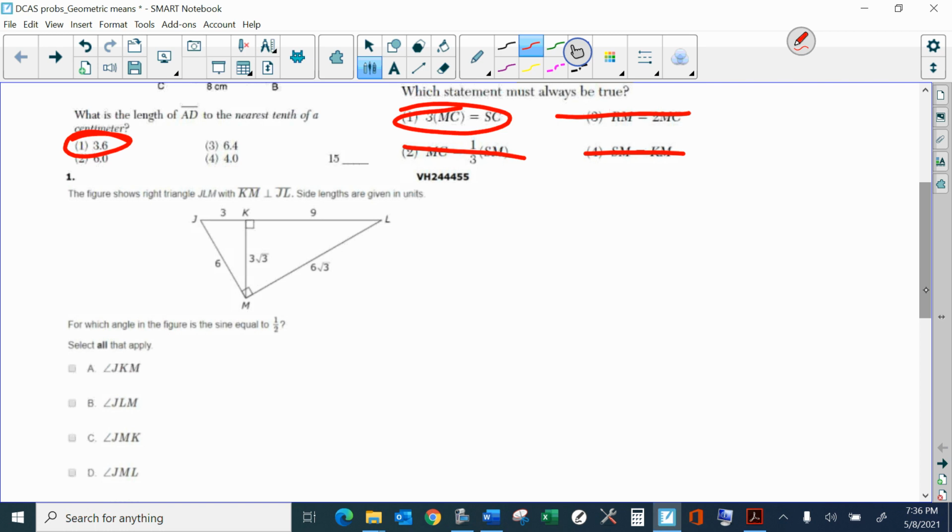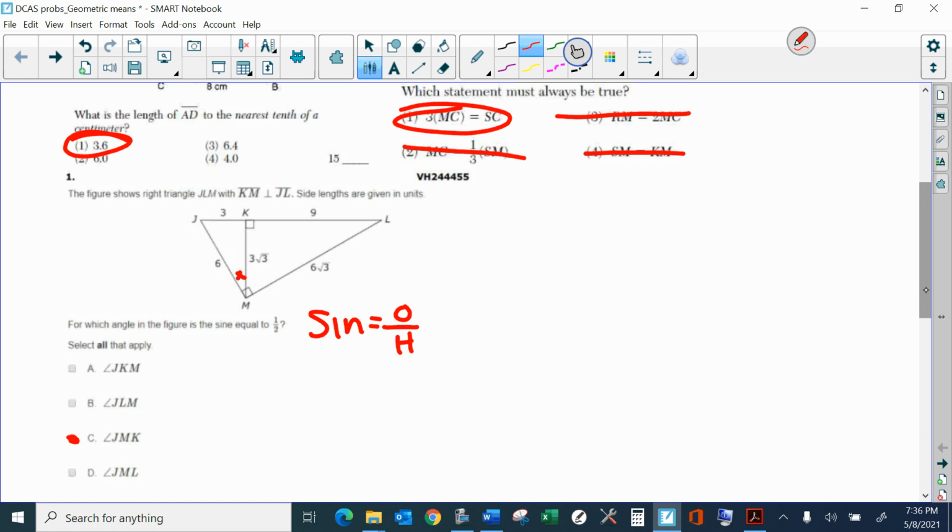All right, here we have another one. It says, for which angle in the figure is the sine equal to 1/2? Okay, so you have to remember sine equals opposite over hypotenuse. So I want opposite over hypotenuse. That would be 3/6. So the sine of angle JMK or KMJ. JMK is right there. So there's one.